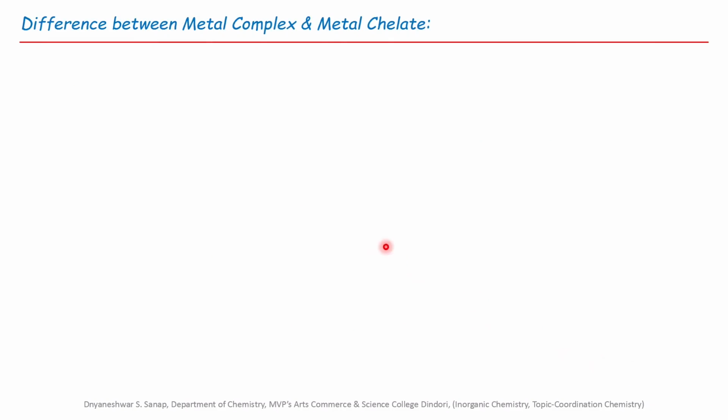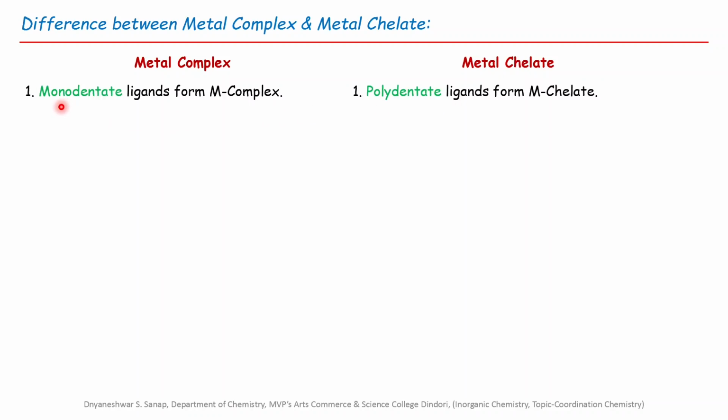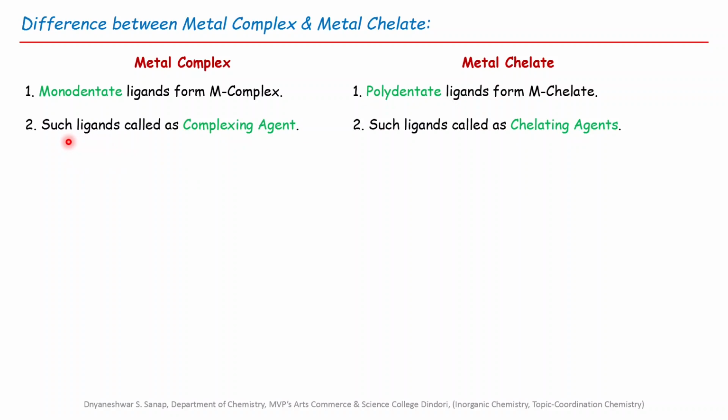The next important point is the difference between metal complex and metal chelates. Let us see one by one. Metal complex and metal chelate. The first difference is that a metal complex is formed by monodentate ligands, but a metal chelate is formed by polydentate ligands. The second difference is that the ligand in formation of a metal complex is called a complexing agent, and the ligand in metal chelate formation is called a chelating agent.